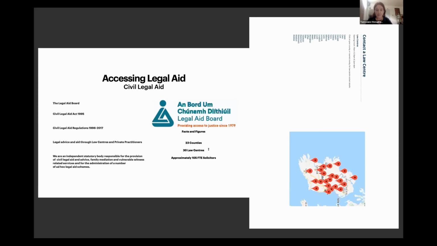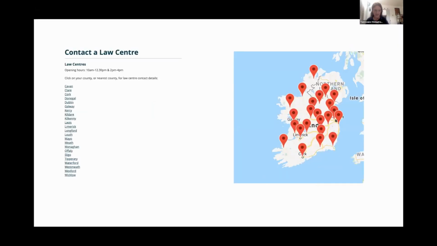So we have 30 law centres throughout the country, and we are in 23 counties, and we have approximately 105 full-time equivalent solicitors. So as I said, we have 30 law centres throughout the 23 counties. The counties that are missing law centres are Roscommon, Leitrim and Carlow. But as you'll see from that little map that I have there, we're pretty much well dispersed throughout the country.